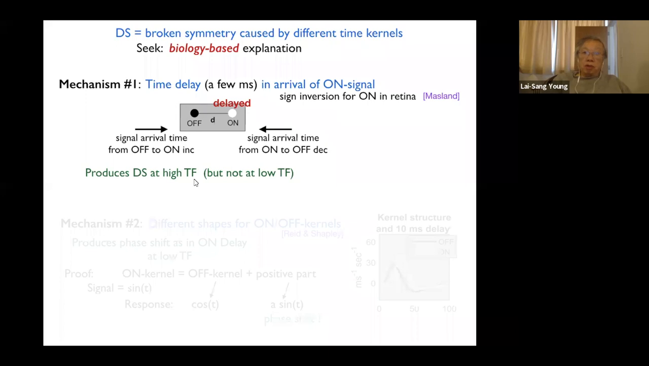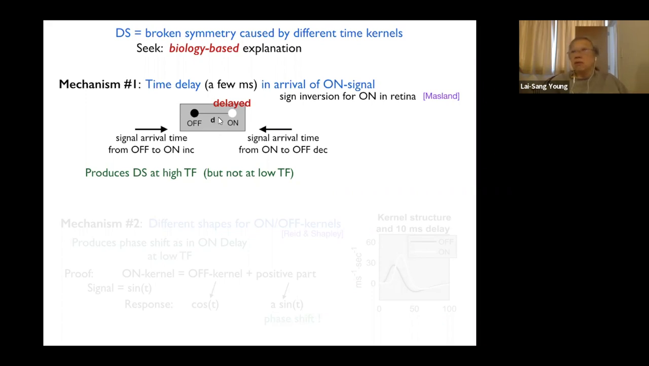This produces direction selectivity at high temporal frequency, but not at the low temporal frequency of the grating. Meaning that, if the signal takes about, let's say, 30 or 40 milliseconds to go from here to there, and the delay is fixed, so it's no more than 10 milliseconds or so, well, it makes a big difference. 30 milliseconds, add another 10, it makes a big difference.